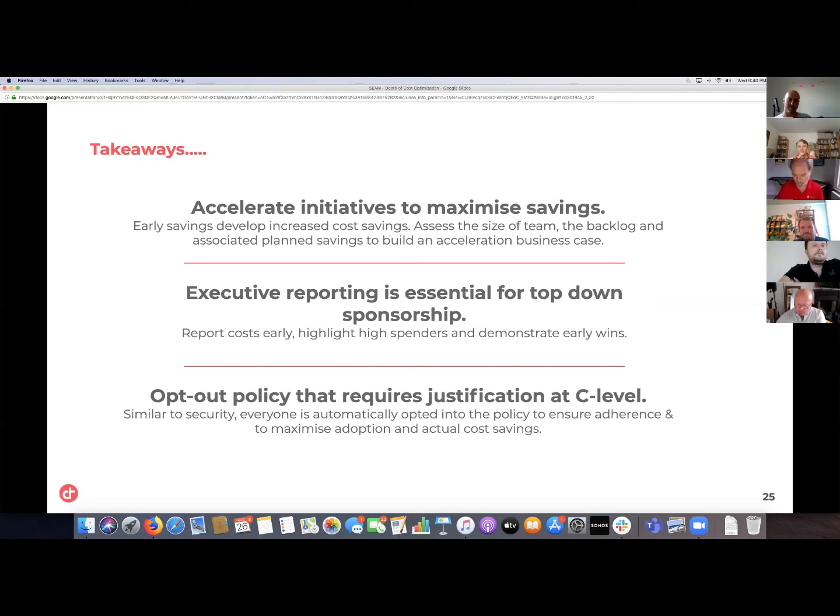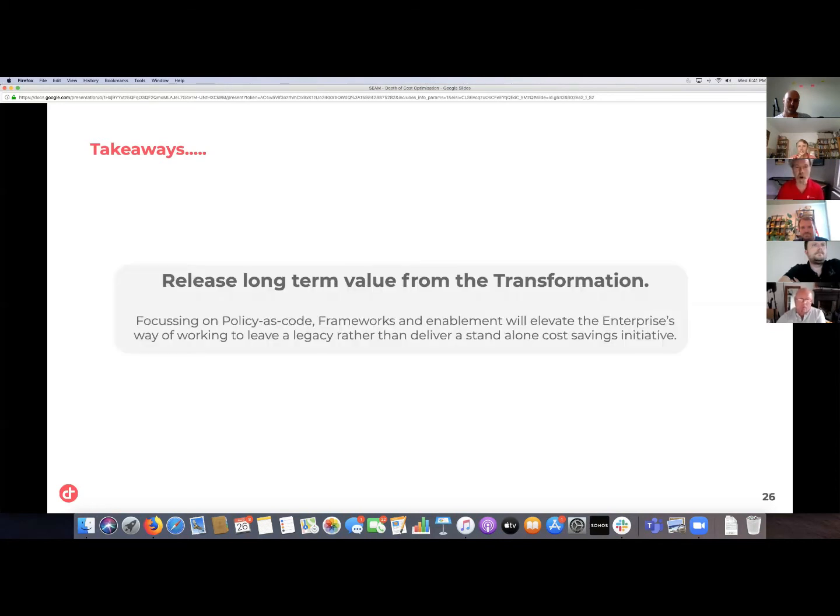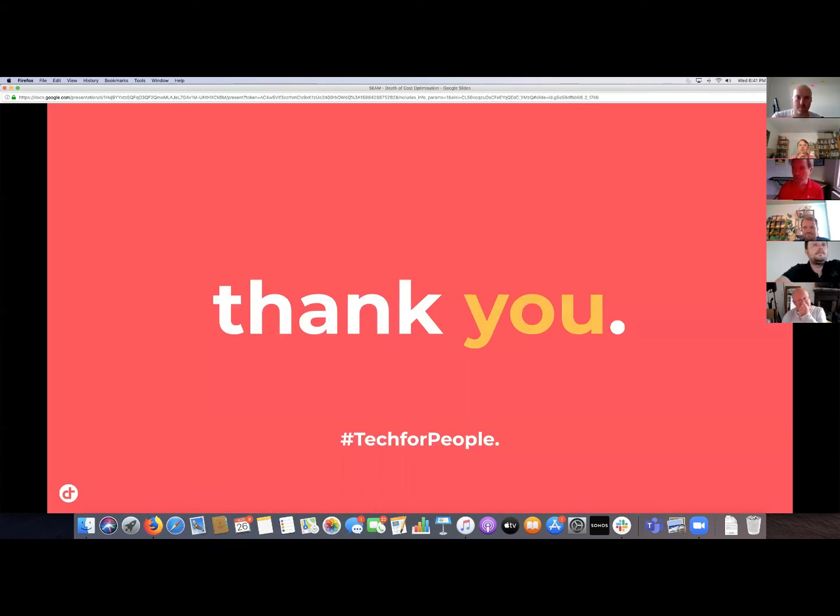All of these things add up to something different from focusing on a 6-month cost initiative, where at the end of 6 months you walk away and say we've saved some money, but you haven't really bedded in long-term cultural changes. It's really about policy as code, the framework, the discovery tools, and making them long-lasting so that you really start changing the culture and the way people consume infrastructure. So that is it. Thank you very much. And we have time for questions.